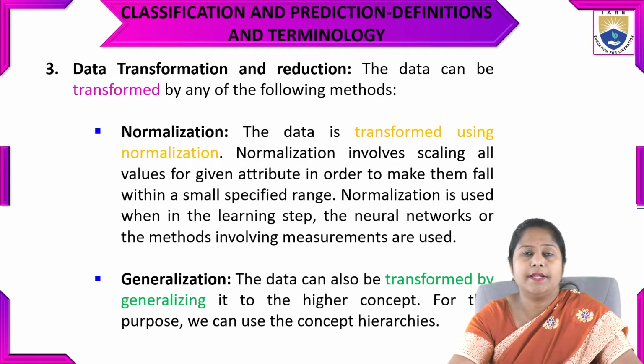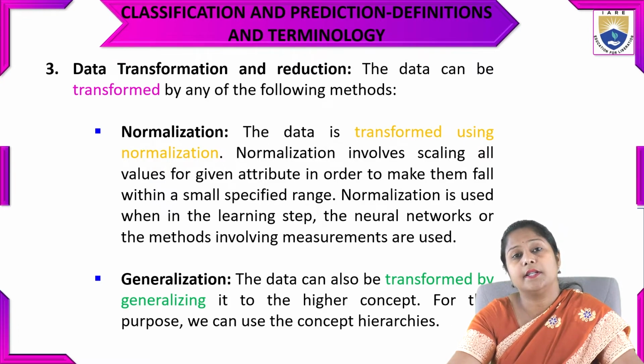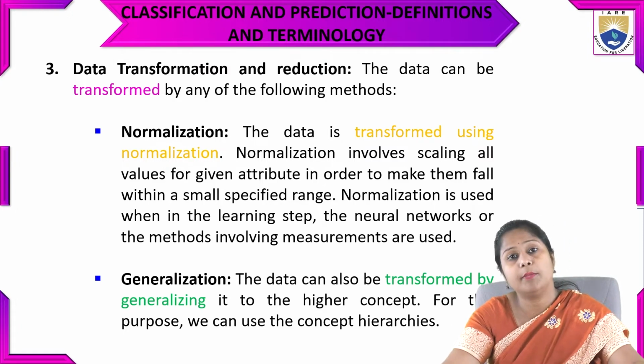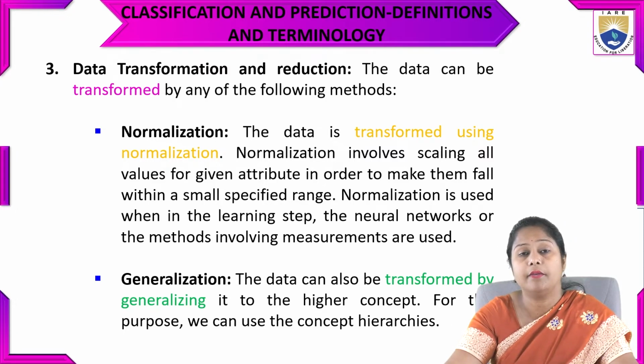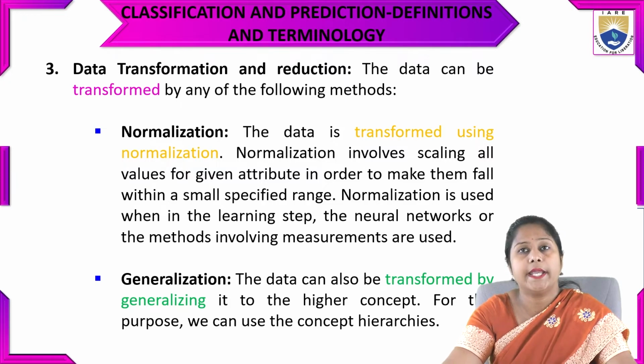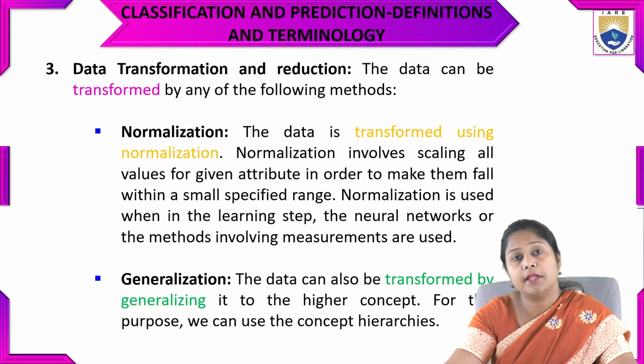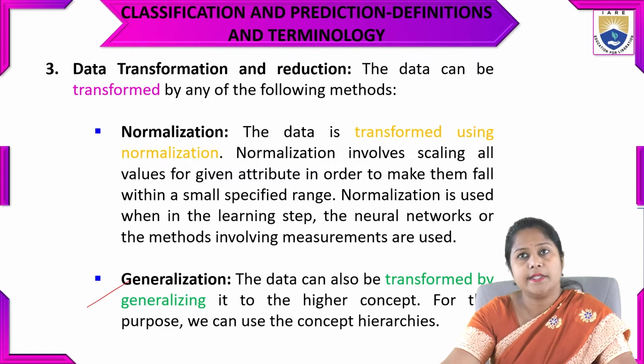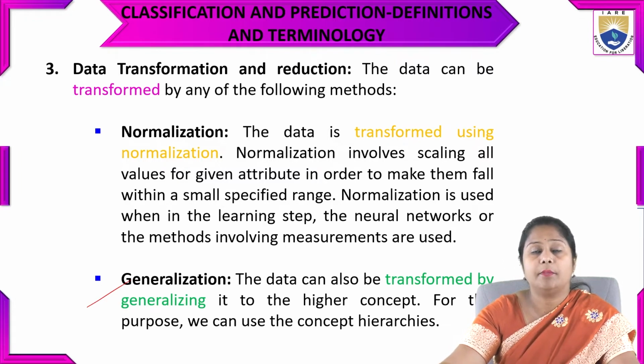Now the third is data transformation and reduction. If we have to remove data, change data, or replace missing data, that process will be carried out. The data can be transformed by the following methods. Two methods are there to do that. First is normalization and second is generalization. Now the data is transformed using normalization.